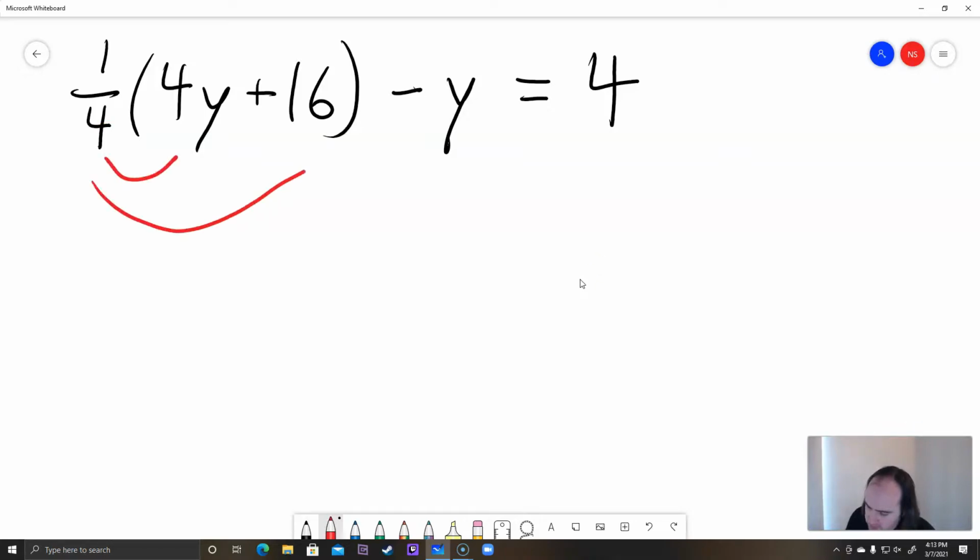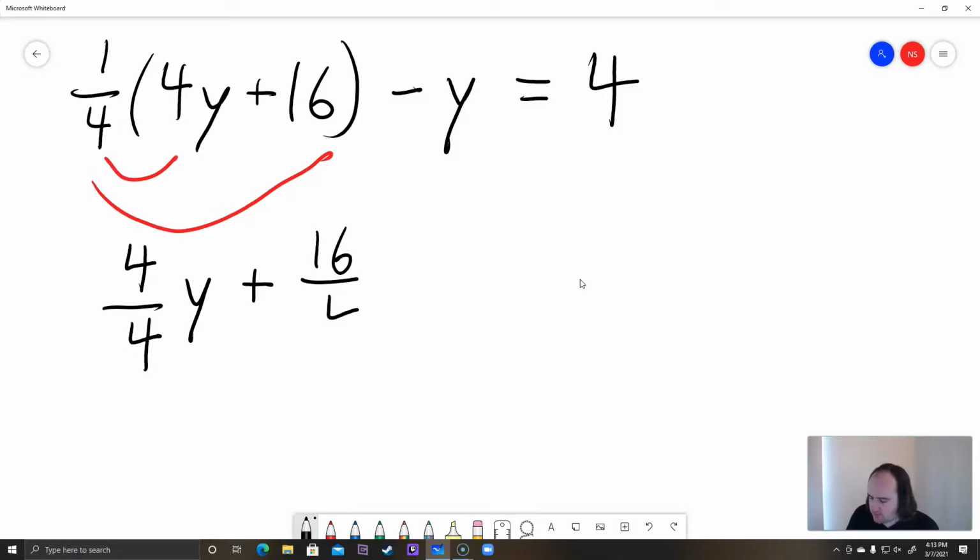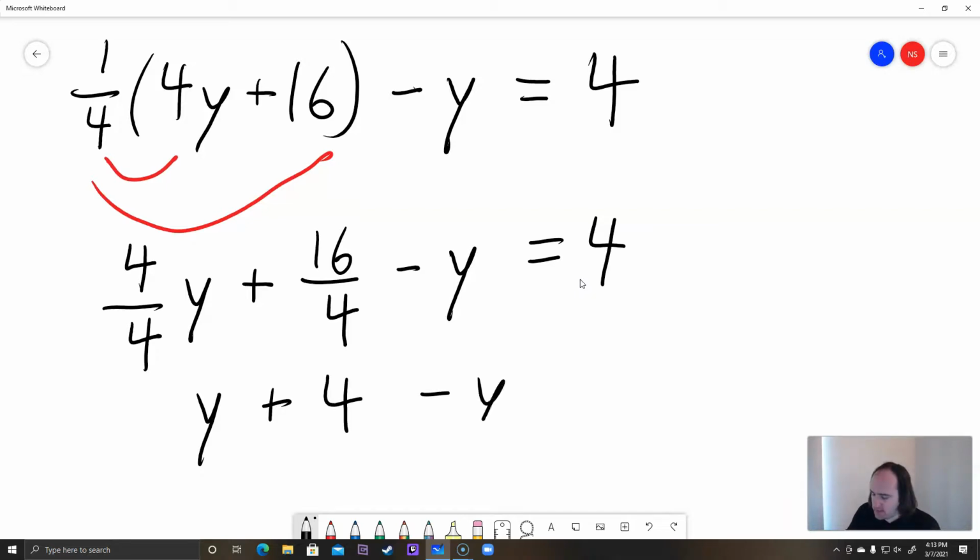So when we distribute the 1/4, everyone hates fractions, right? But fortunately, stuff is going to cancel out here. So we're going to have 1/4 times 4, which is 4 over 4 y, plus 1/4 times 16, which is 16 over 4, minus y equals 4. Okay, so 4 over 4 is 1. So we actually have y plus 16 divided by 4 is 4, minus y equals 4.